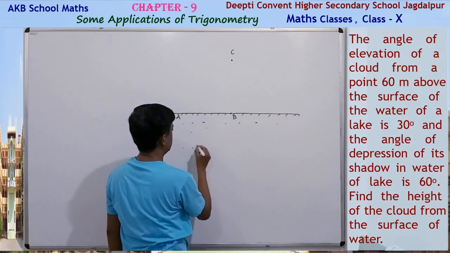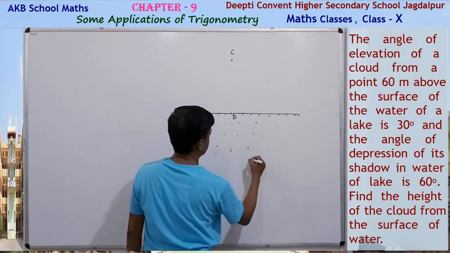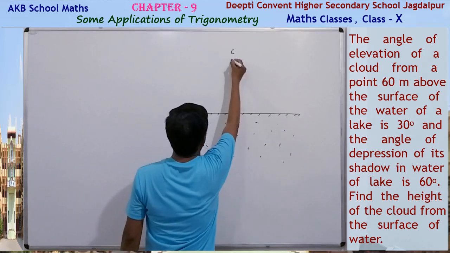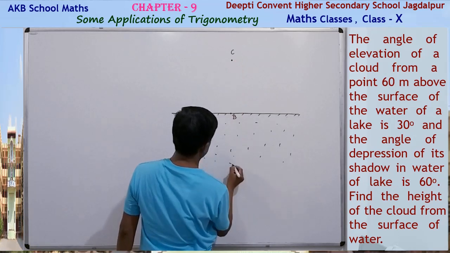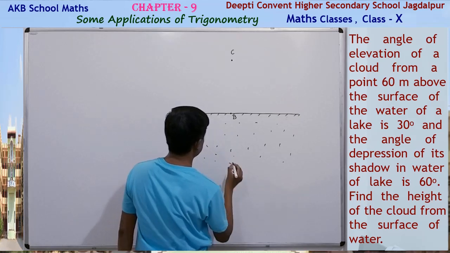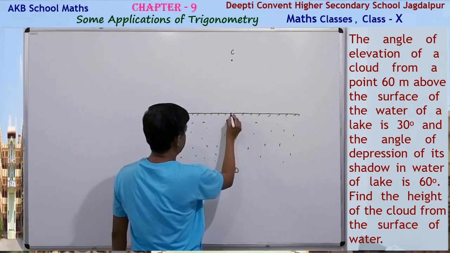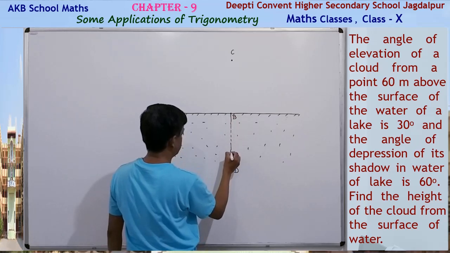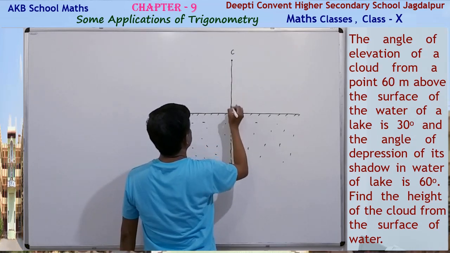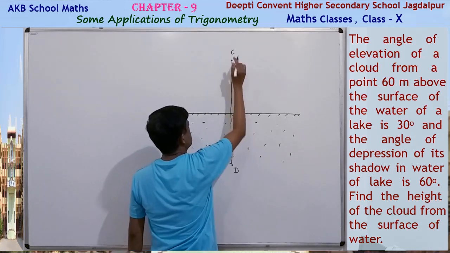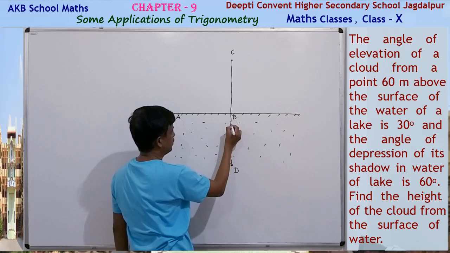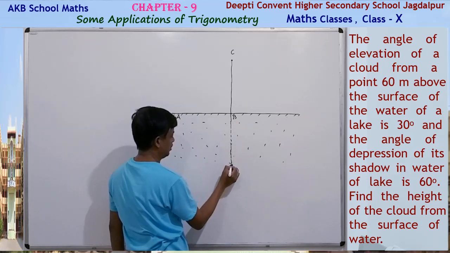This is the water level, this is the water area. Clear? And the shadow of C is here, D. This is the shadow. This is the height of the cloud from the surface, BC. Or this is the shadow of the cloud in water. Clear?